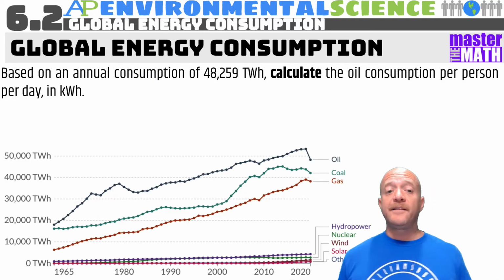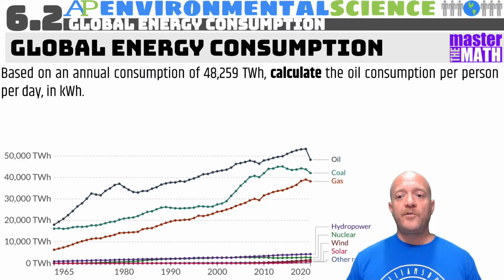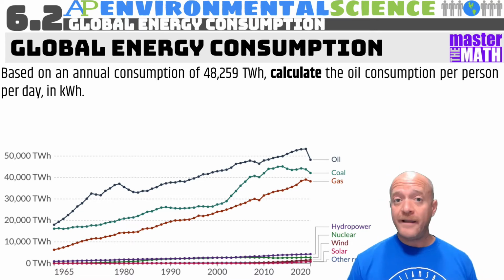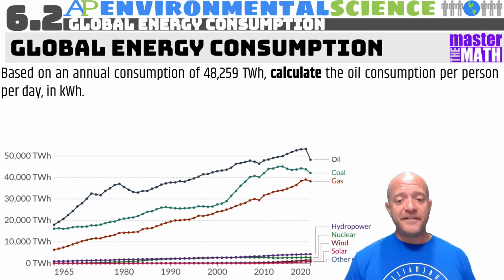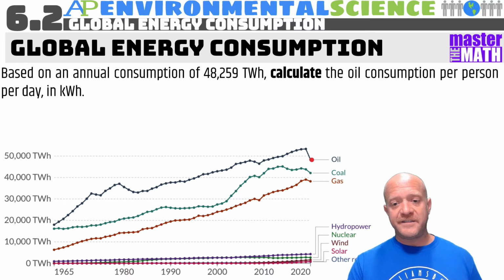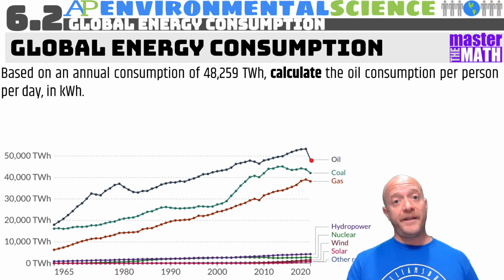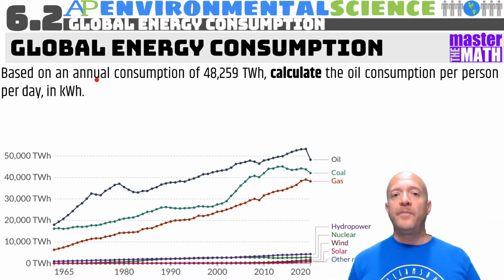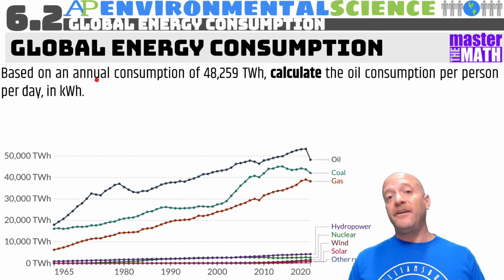Okay, we're going to practice with a little bit of math. So the question reads, it's the same graph, but based on an annual consumption of 48,259 terawatt hours, calculate the oil consumption per person per day in kilowatt hours. Now, this is the 2020 values. It's not listed in the question. However, this is how much was used in 2020 globally. So when it says annual consumption, this means the whole planet, the whole globe, and it means per year.